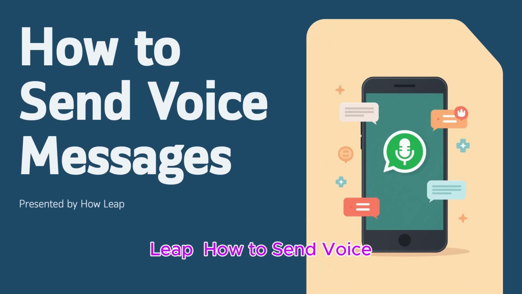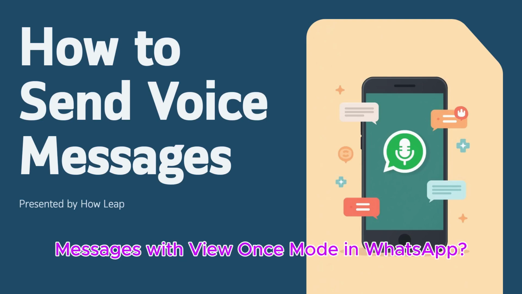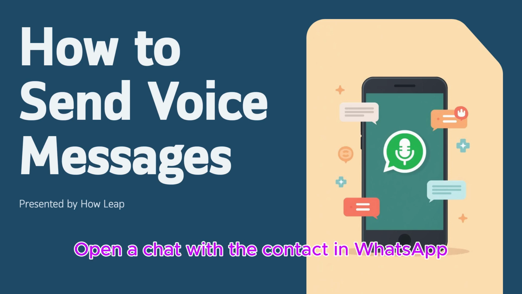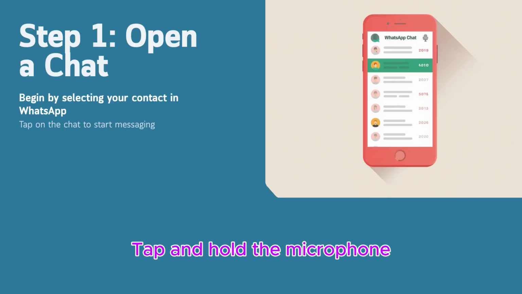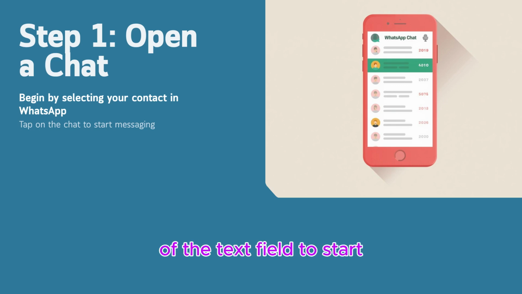You're watching how to send voice messages with View Once mode in WhatsApp. Open a chat with the contact in WhatsApp. Tap and hold the microphone icon to the right of the text field to start recording a voice message.